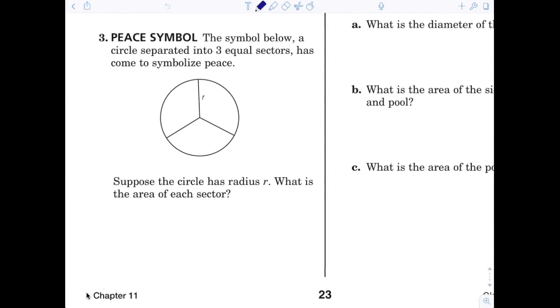The symbol below, a circle separating 3 equal sectors, has come to symbolize peace. Suppose the circle has a radius r. What is the area of each sector? Somebody, that should be relatively easy. 1/3 pi r squared.